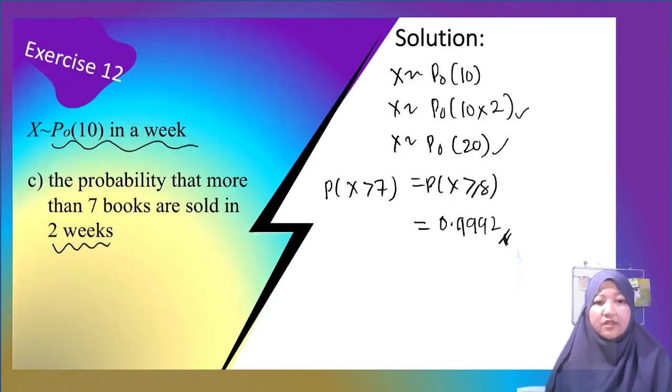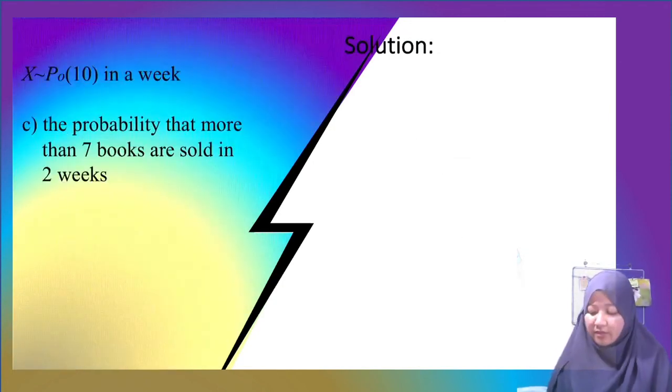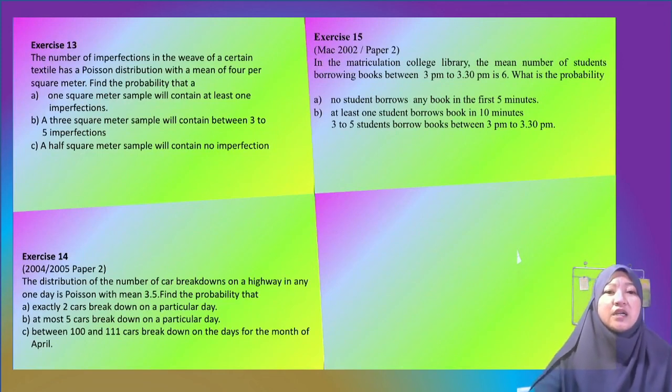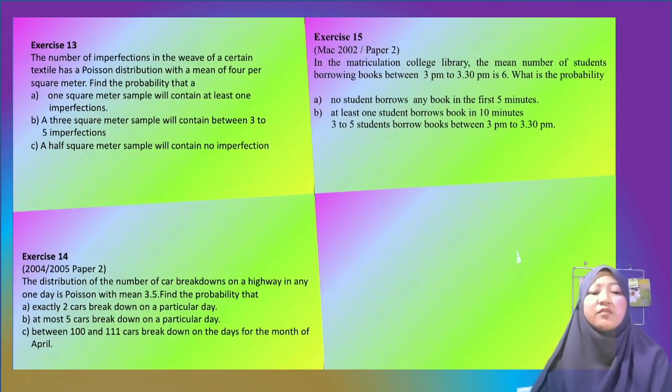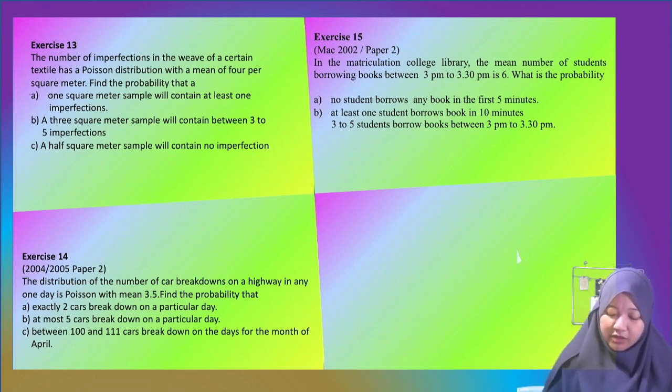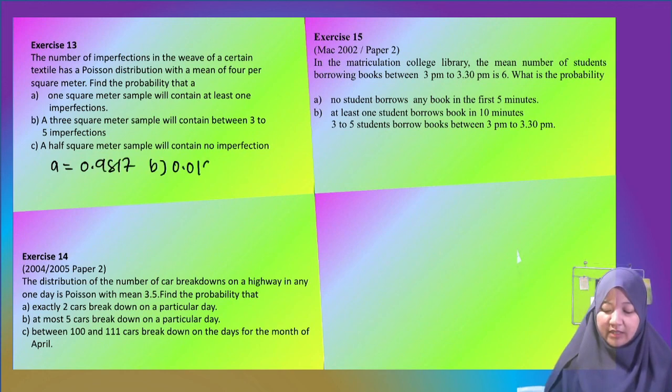Okey, ini soalan yang sama. Okay, kita abaikan. Kemudian kita ada few contoh lagi di belakang. Ada exercise 13, 14 dan 15. So yang ini saya nak tinggalkan pada awak untuk awak buat exercise. Okay, saya akan bagi jawapan akhir. So this one, jawapan A is 0.9817, B is 0.0198, C is 0.1353.